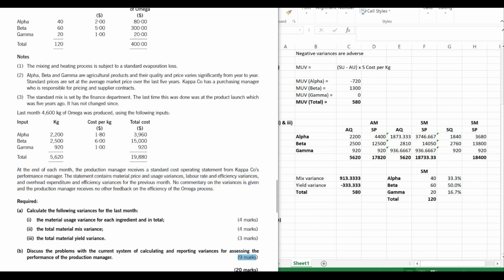So I don't think there'll be 9 separate points of discussion, but each point that we discuss, like the 5-6 that we've covered, we'll elaborate a bit on them and we'll hit all those points and we'll get close to the full mark.